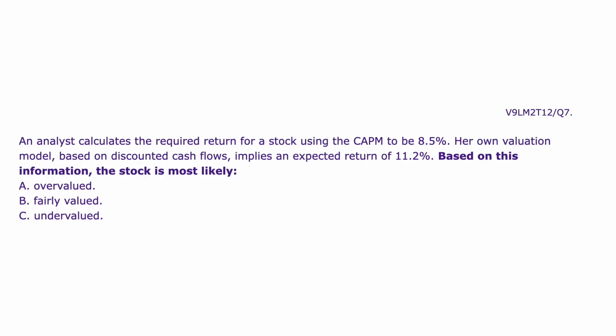An analyst calculates the required return for a stock using the CAPM to be 8.5%. Her own valuation model, based on discounted cash flows, implies an expected return of 11.2%. Based on this information, the stock is most likely: A. Overvalued, B. Fairly valued, C. Undervalued.